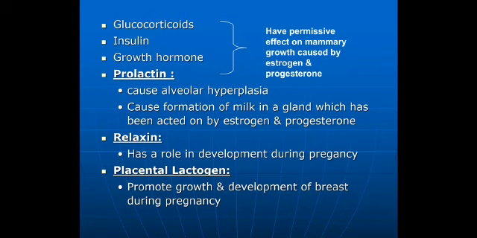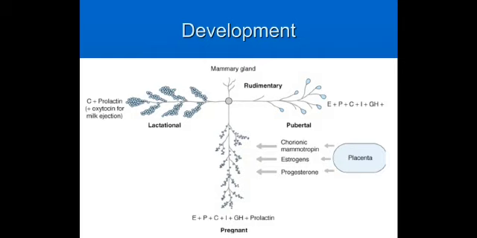Prolactin also has a role in initiation and maintenance of lactation. Relaxin has a role in development during pregnancy. Placental lactogen promotes growth and development of the breast during pregnancy. So normally the development of breast during puberty is influenced by estrogen, progesterone, cortisol, insulin, growth hormone, and lactational hormones when the mother is nursing or lactating.